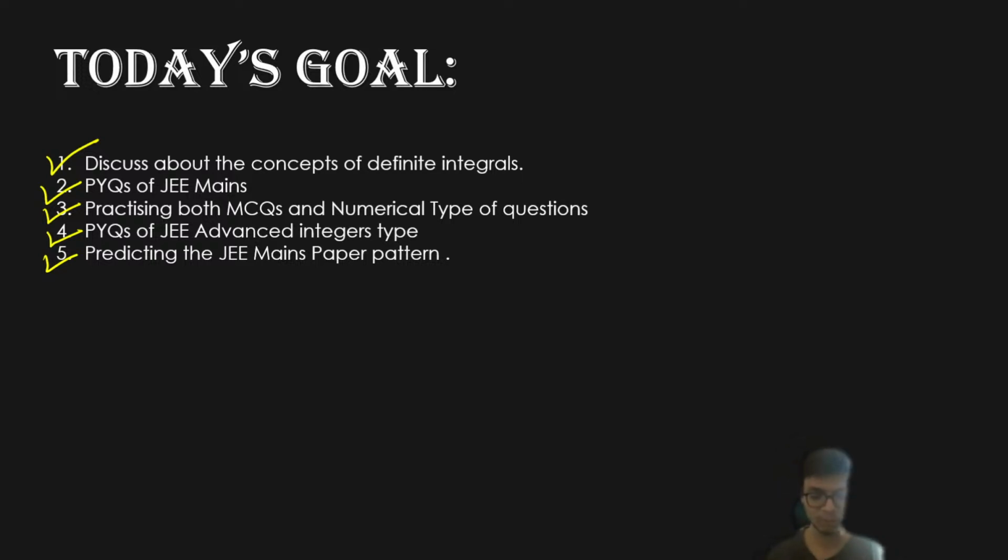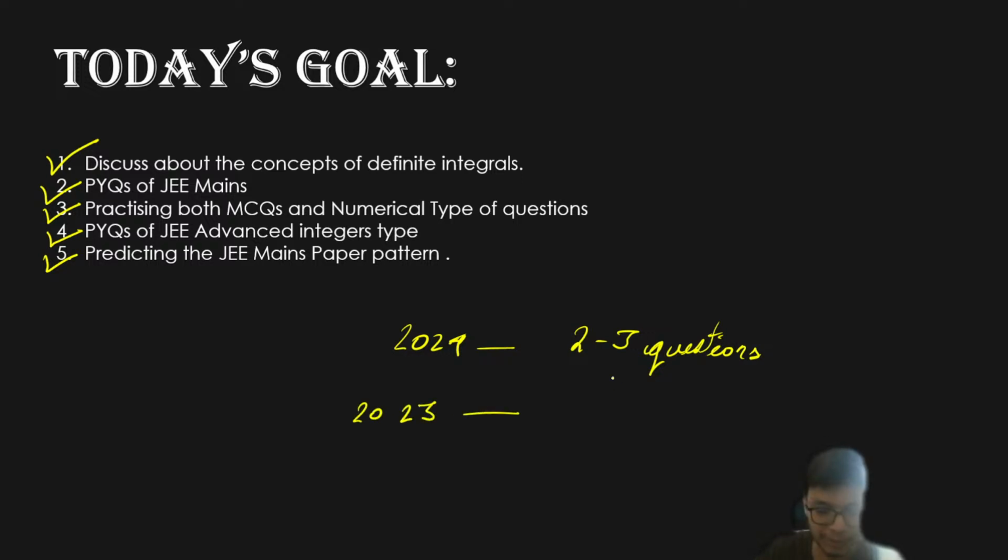If you look at the weightage of this chapter, it has a really high weightage. If you look at 2024 data, the weightage of this chapter was around 2 to 3 questions. And in 2023, this chapter had 3 to 4 questions.